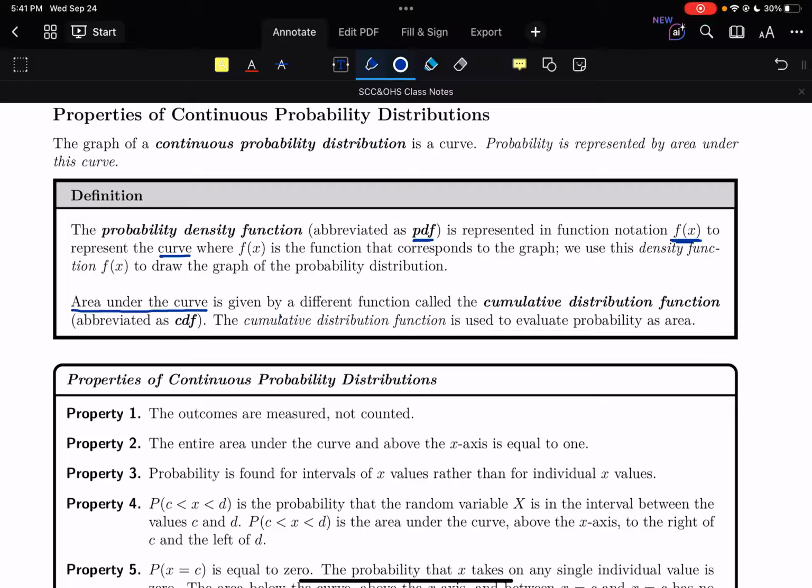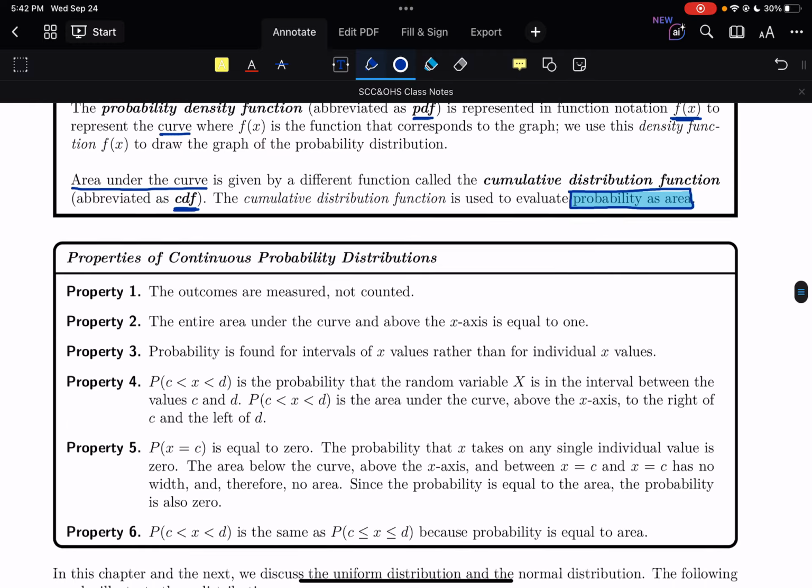The area under this curve is given by a different function called the cumulative distribution function, abbreviated as CDF. This CDF, this cumulative distribution function, is used to evaluate probability as area. And this is a really important feature of what we're going to be talking about going forward. So I'm going to highlight it and box it for extra emphasis. When we're talking about continuous distributions for probabilities, the area under the curve is going to be the same as the probability. Okay? The area under the curve is the same as the probability.